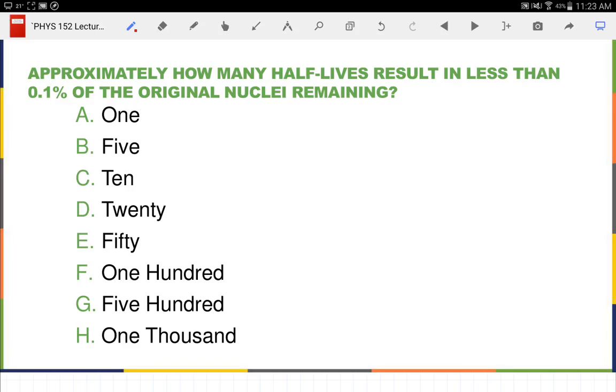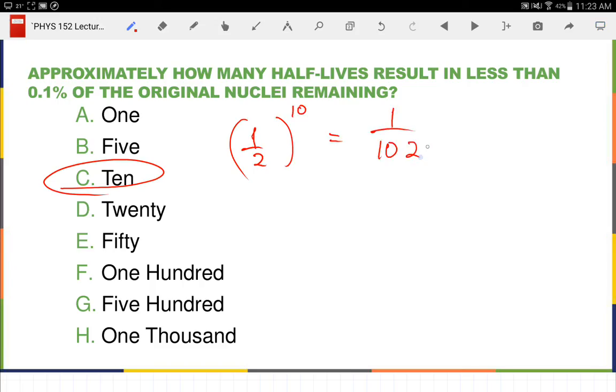Okay, our answers were all over the road. The correct answer was 10 because 1/2 raised to the 10th power was 1024, something in that ballpark. And so that's going to take you to less than 1/1000th.